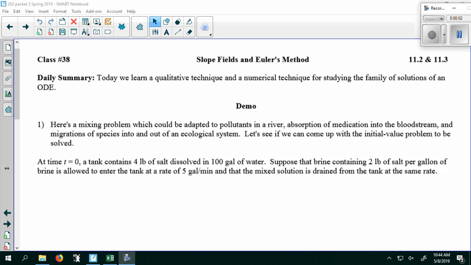All right, today we're going to learn a qualitative technique and a numerical technique for studying the family of solutions of an ordinary differential equation. That's what ODE stands for, remember. So last class we learned an analytic technique called separation of variables, but separation of variables only applies to a very small fraction of all the possible differential equations in the world. So we're going to learn a couple of other techniques today.